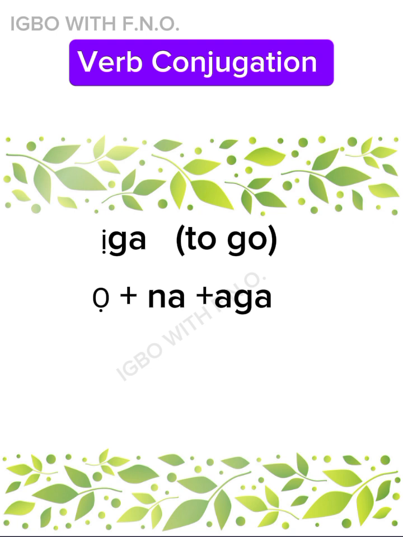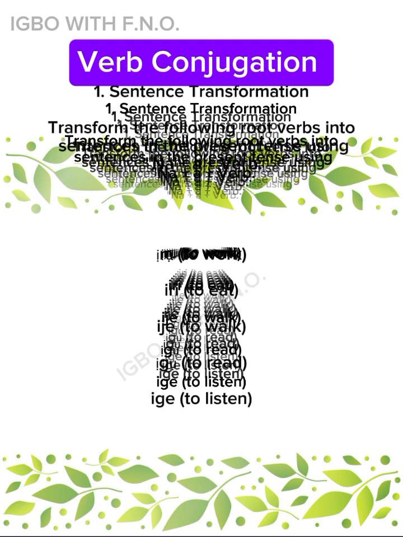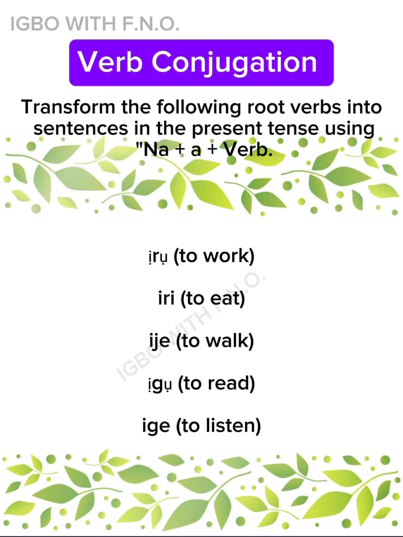How would you say they are going? They are going. Ha plus na plus aga. That is correct. So that will be hanaga, hanaga. They are going. Hanaga. Let's look at some exercises.